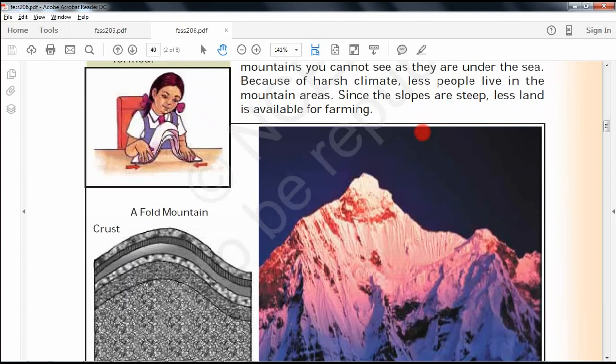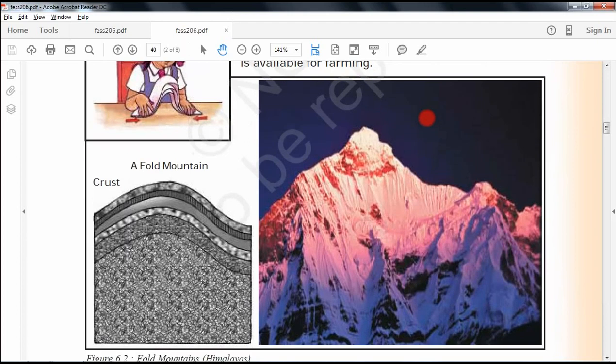Because of the harsh climate, fewer people live in mountains. It doesn't mean that people won't live there, but very few people do, and they face a lot of hardships. They change their lifestyle according to the geographic features in the mountains. Since slopes are steep, less land is available for farming as well, so they may apply different techniques for farming.